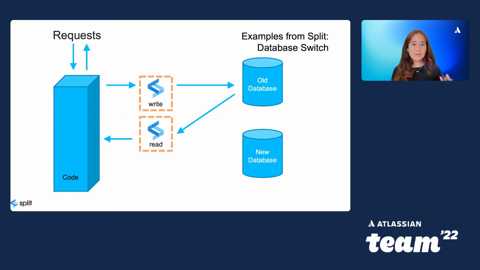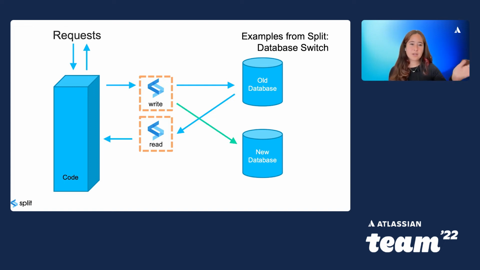An example from Split, this is something we're actually working on right now. We have some code that we're switching from an old database to a new database. And so we have two splits for this case, actually. We have a write split and a read split. First of all, initially they're both pointing to the old database, right? So we're only writing to the old database, we're only reading from the old database.